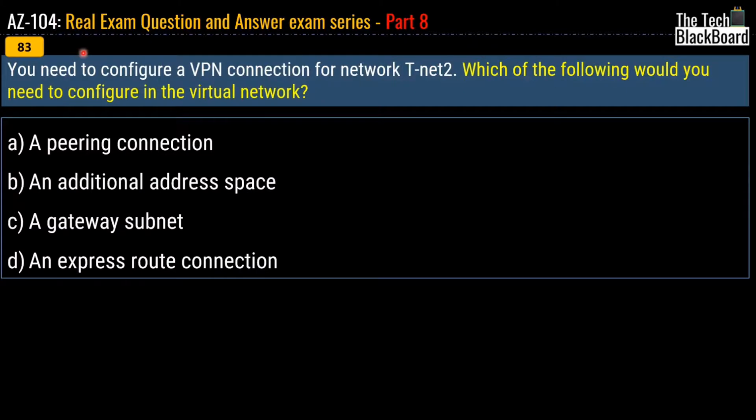Coming to question number 83, and that says that you need to configure a VPN connection for the network TNet2. Which of the following would you need to configure in the virtual network? And your options are a peering connection, or an additional address space, or a gateway subnet, or the last option is an express route connection. The correct answer for question number 83 is option C, a gateway subnet.